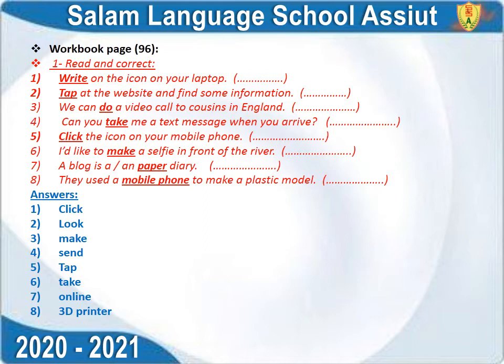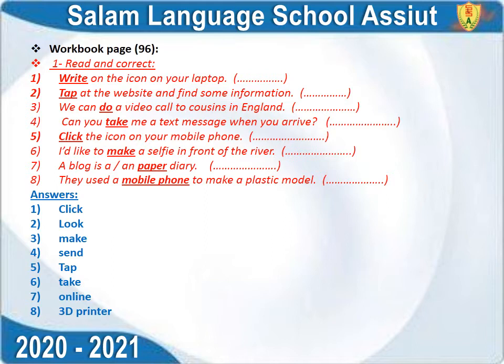Number 3. We can do a video call to cousins in England. The right answer here is we can make a video call. Number 4. Can you take me a text message when you arrive? The right answer here is can you send me a text message? Number 5. Click the icon on your mobile phone. The correct answer here is tap the icon.